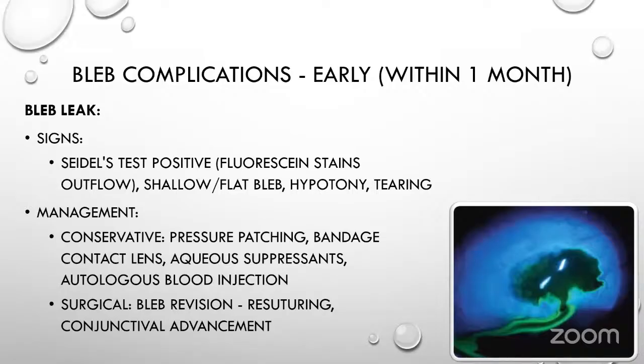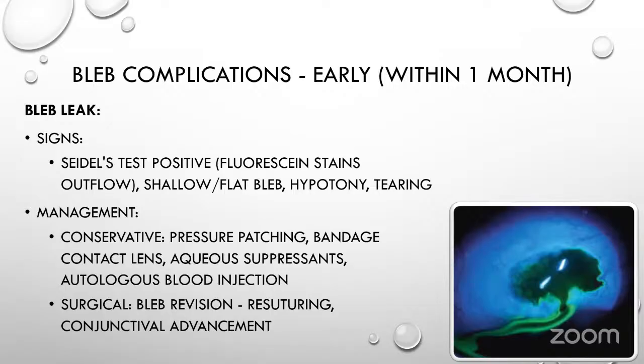So if you have a leak, and the anterior chamber is formed, not necessarily shallow or only slightly shallow, you may be a bit more conservative. You can put a pressure patch, 12 hours or 24 hours, over the eye and release and reassess. You can also put a wide bandage contact lens.